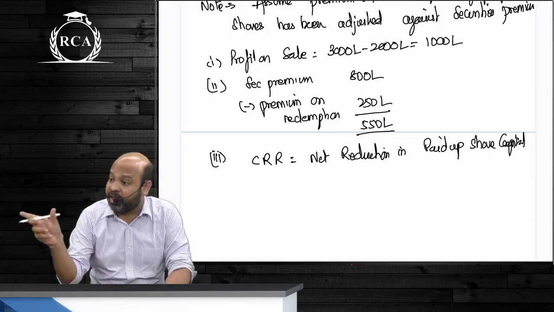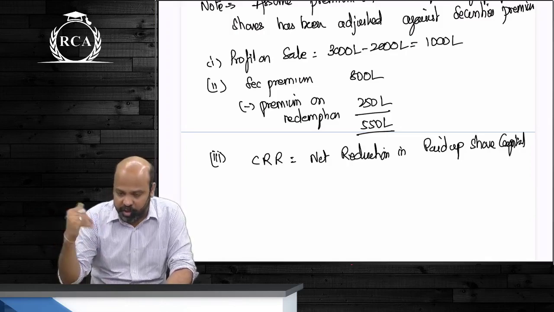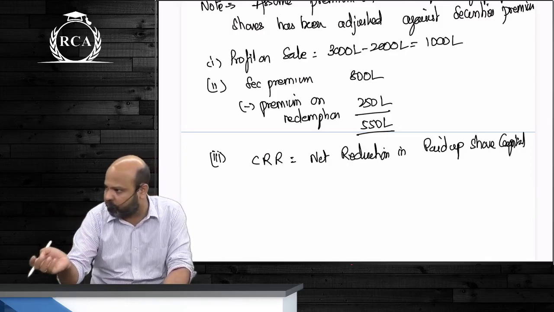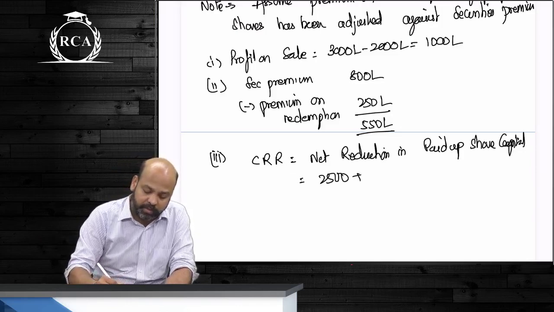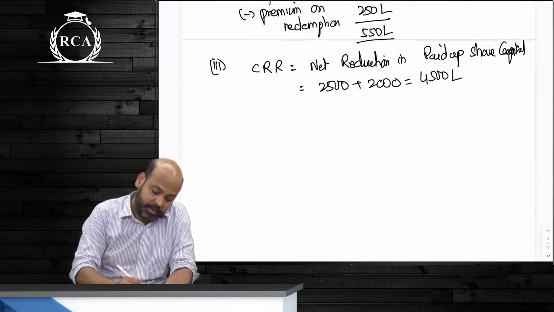We'll have to see what is the net difference as such, guys. And if there's actually a reduction in share capital, only then you'll have to create CRR. So this, beta, will be 2500 plus 2000, 4500 lakhs.